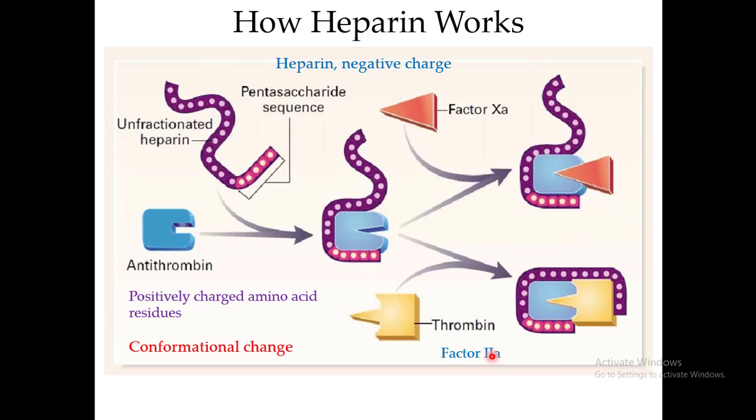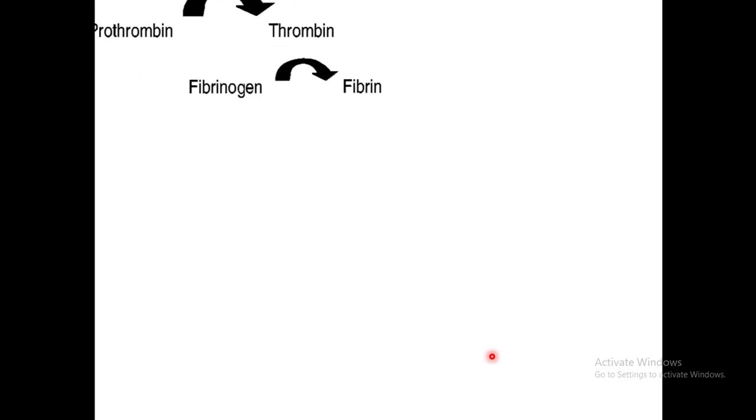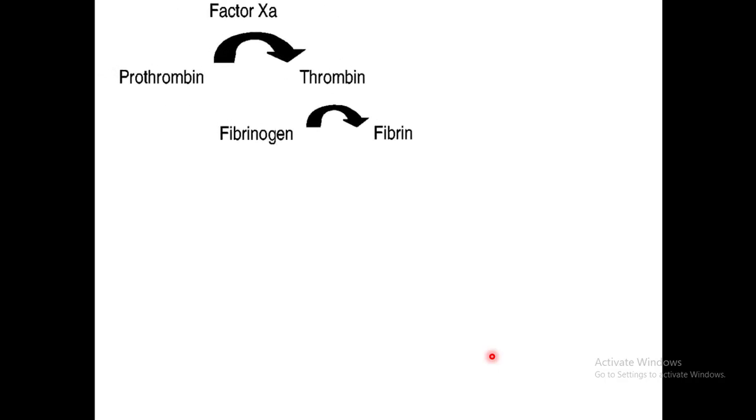Now, what would be the end result of this interaction? For that, you should know the normal functioning of these two factors, the factor 10A and the factor 2A. So, let us discuss that. This factor 10A is responsible for the conversion of the prothrombin into the thrombin. This is your factor 2A. So when the factor 10A is in the activated form, it is responsible for the activation of the thrombin by converting it from the prothrombin into the thrombin. And this thrombin is very important for the conversion of the fibrinogen into the fibrin. And the formation of this fibrin is very important for the formation of the blood clots.